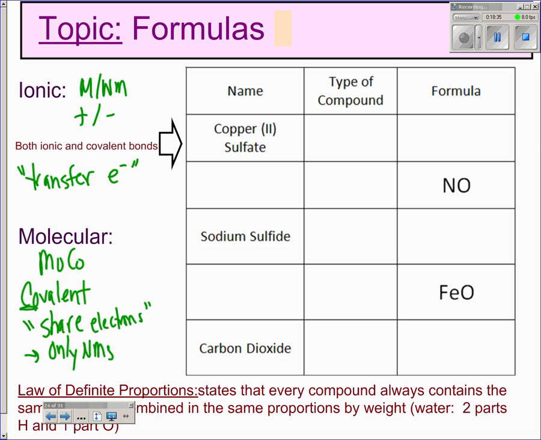Okay, now how does this connect to naming compounds and writing formulas? Well, first of all, you need to know this law, the law of definite proportions. The law of definite proportions states that every compound always contains elements combined in the same proportions by weight. That means that wherever you get water from, whether it's Africa or New York or Tennessee, water is always going to be combined 2 parts hydrogen, 1 part oxygen, no matter where it comes from.